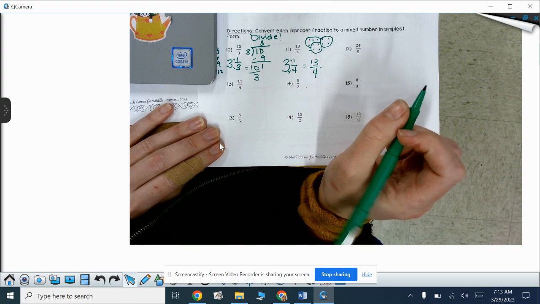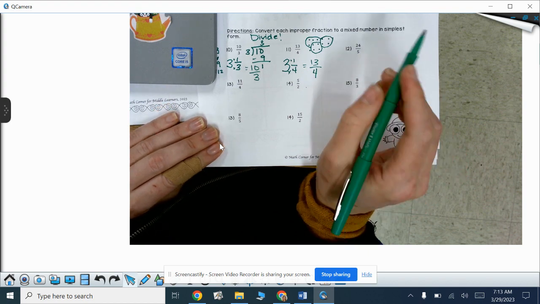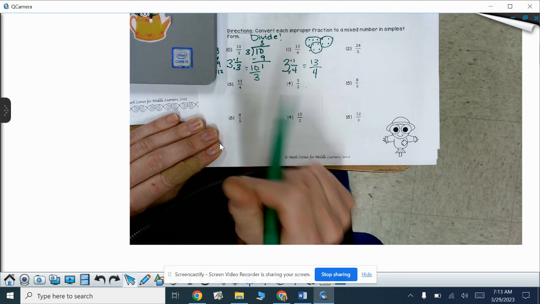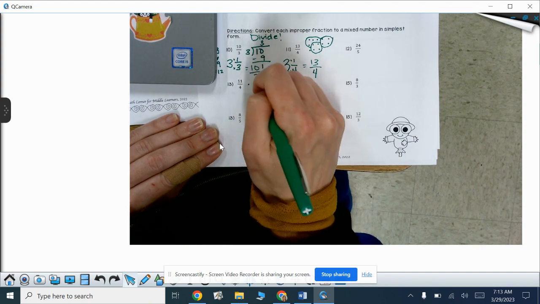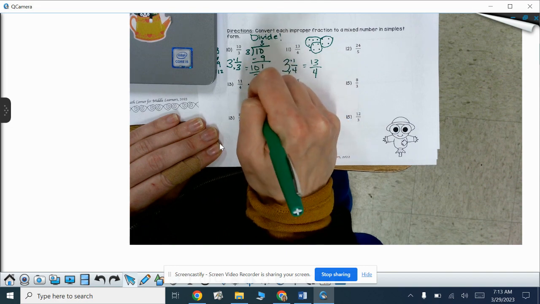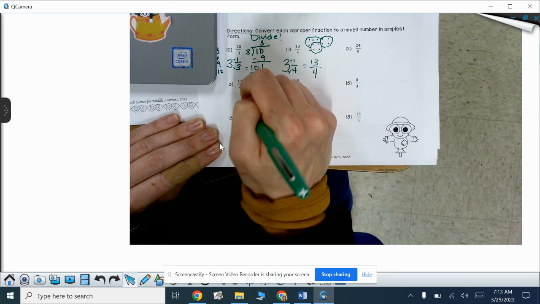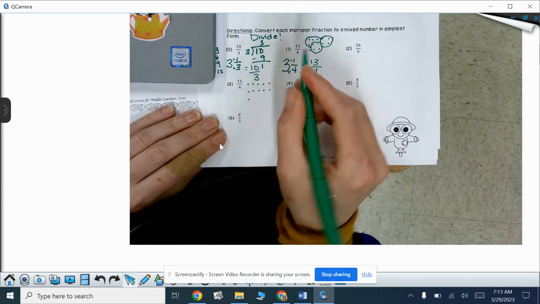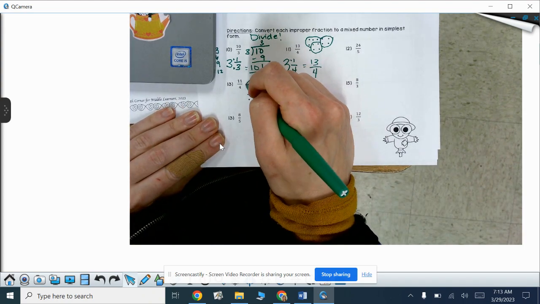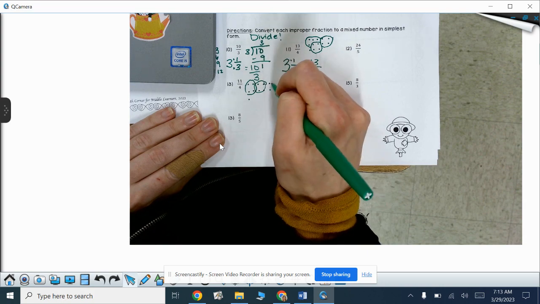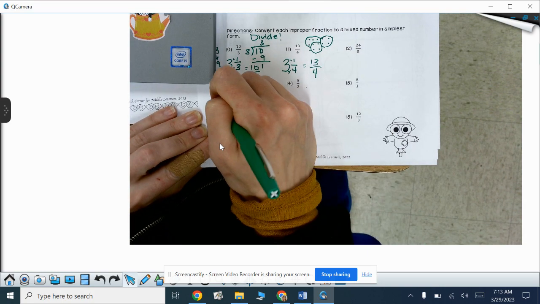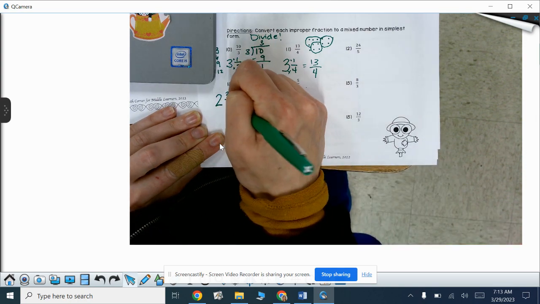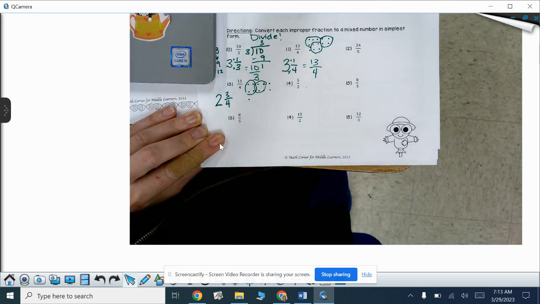All right, I'm going to do one more with the dots. I think I'm going to choose number 13 with the dots. So I'm going to draw 11 dots. Okay, and it says I need groups of 4. So 1, 2, and there's 3 left. So I have 2 whole groups of 4 and 3 remaining. And my denominator stays the same.